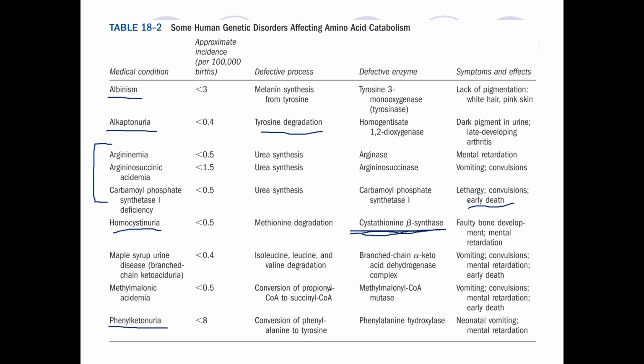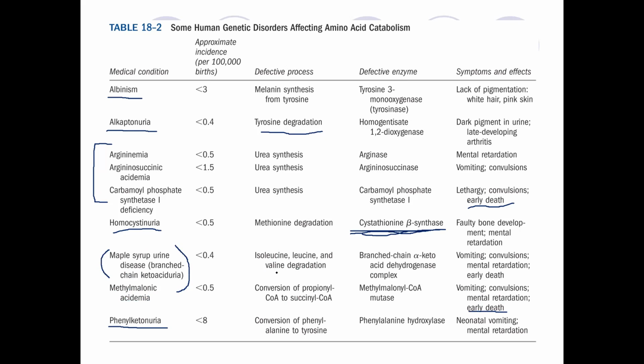Defects in the conversion of propionyl coenzyme A to succinyl coenzyme A due to deficiencies in methylmalonyl coenzyme A mutase have very severe consequences. That leads to so-called MMA, not mixed martial arts, but methylmalonic acidemia.